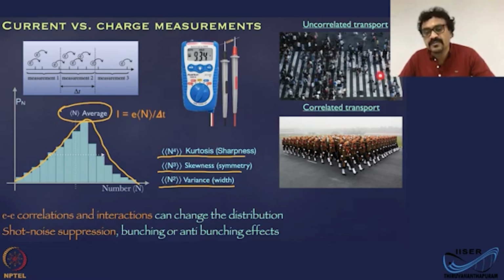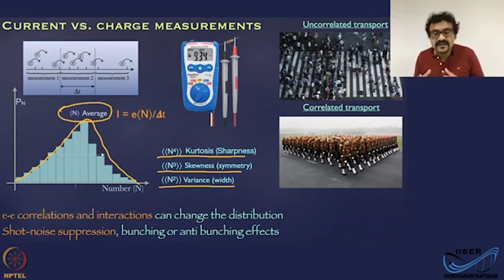For example, a simple uncorrelated transport is similar to people moving on a street. There's nothing interesting. But a completely correlated transport is similar to the march of army men, who are all in sync and in rhythm, which has far less noise. And this kind of transport will be of a lot of interest, especially in systems where you have electron-electron correlation, which are driven by various quantum mechanical interactions.